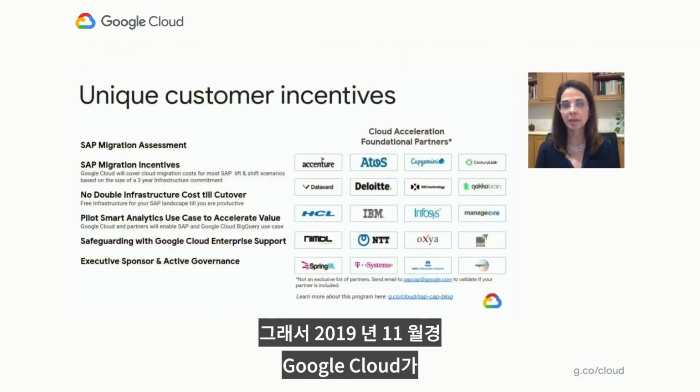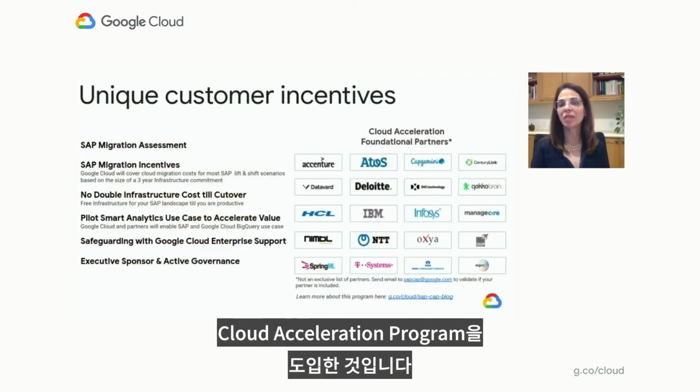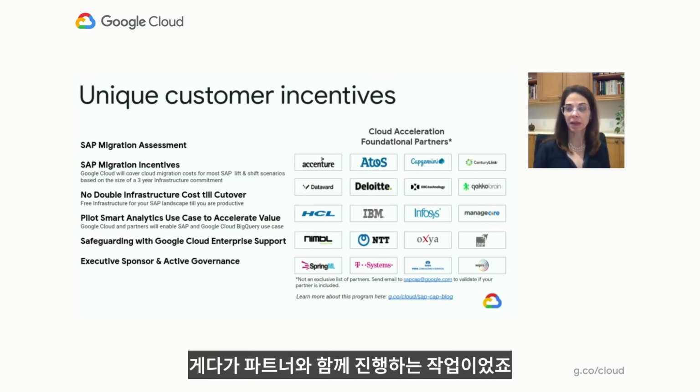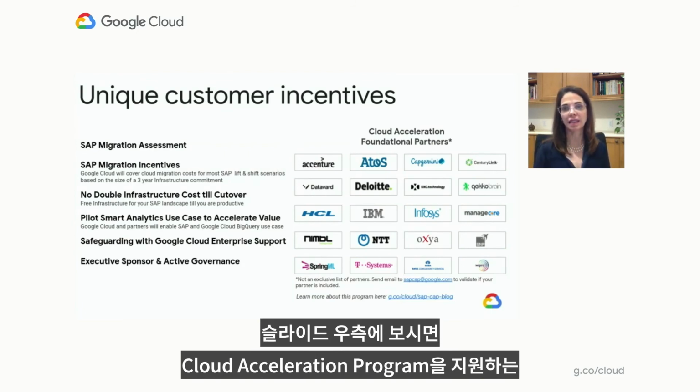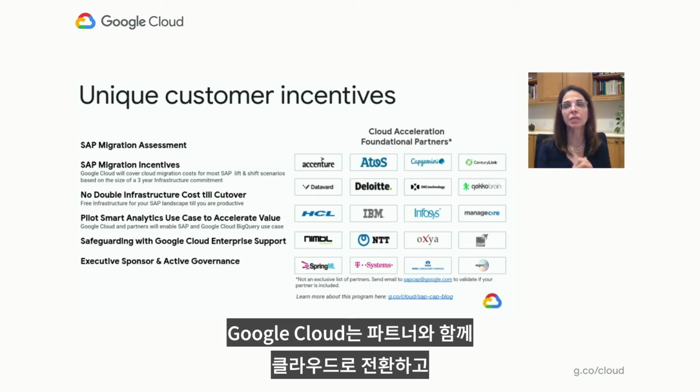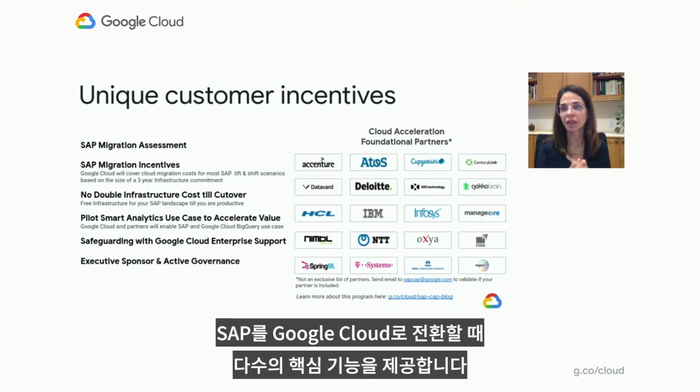So back about November of 2019, Google Cloud introduced what we call the Cloud Acceleration Program. It's the first of this type of program in the industry. And it's a combination of, with our partners, and you can see there on the right of the slide, a number of our foundational partners for the Cloud Acceleration Program. So it's Google Cloud with our partners offering a bunch of really critical capabilities for you as you move SAP to Google Cloud.